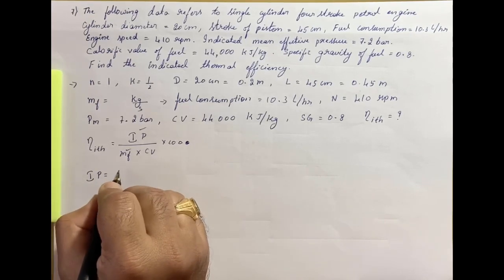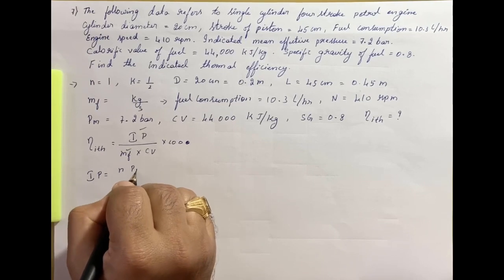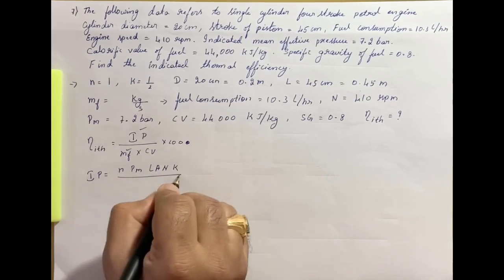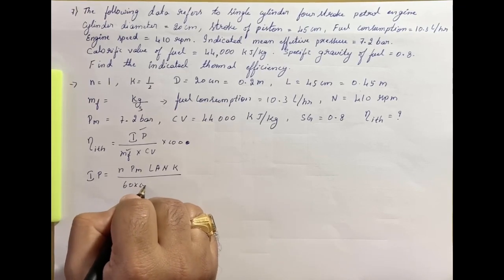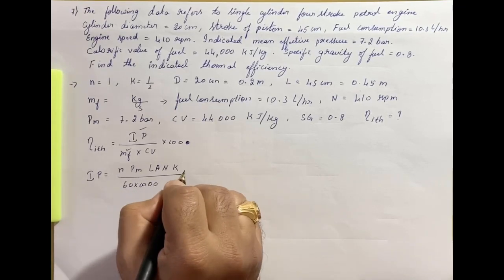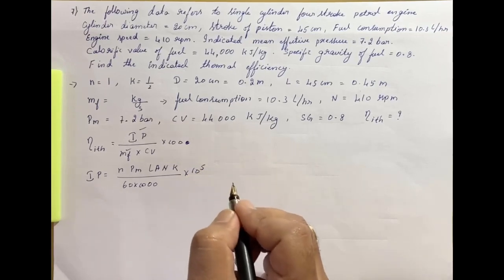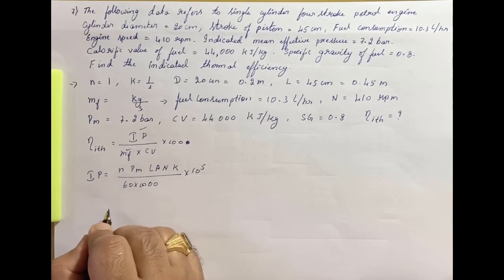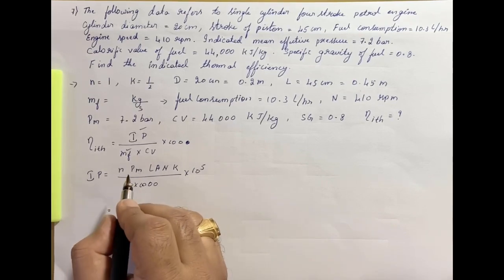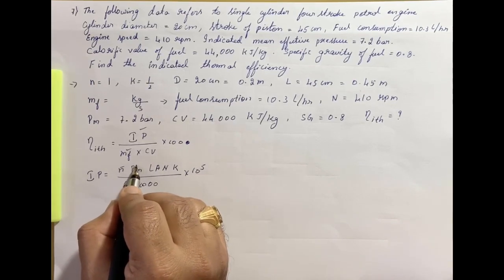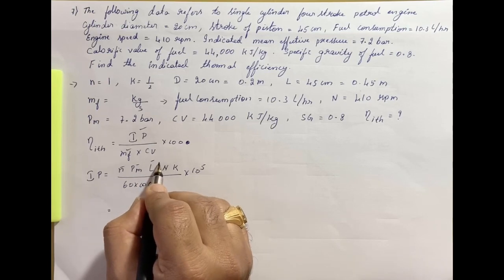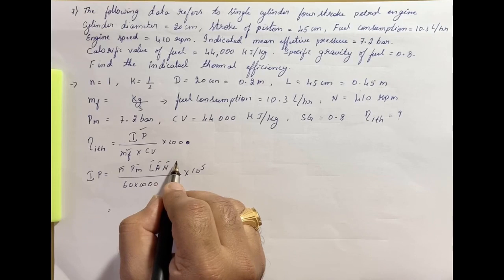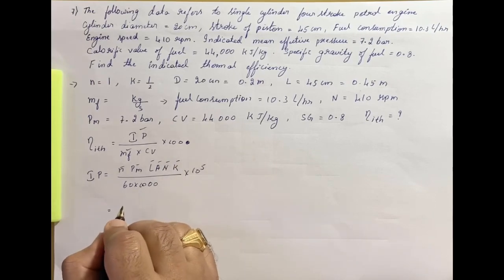is equal to N PM L A N K divided by 60 into 1000 into 10 power 5 here. Now N is known, PM is known, length of stroke, area, speed N are given, K is given, so everything is known, we can find that.